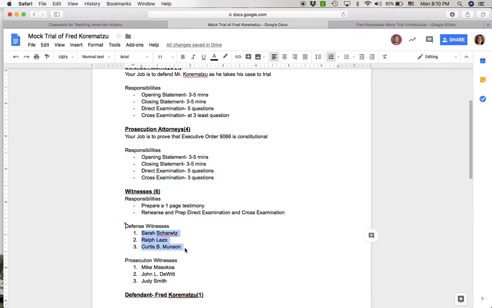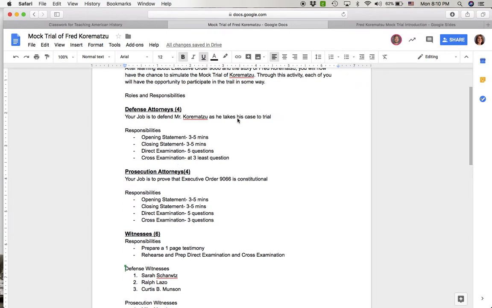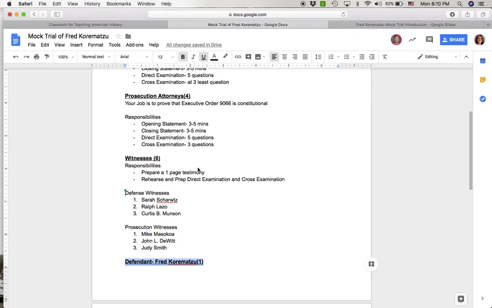Now, one thing that I have not mentioned is the defendant, which is Fred. He obviously is going to be a witness. Technically, the defense can determine whether or not to pull him up on the stand, but everyone usually does pull him up on the stand. So defense, you will have to prepare direct examination questions for him. And obviously, prosecution, you will have to prepare cross-examination for our defendant. I wish I could circle this really big, Fred Korematsu, since he's the one being put on trial.